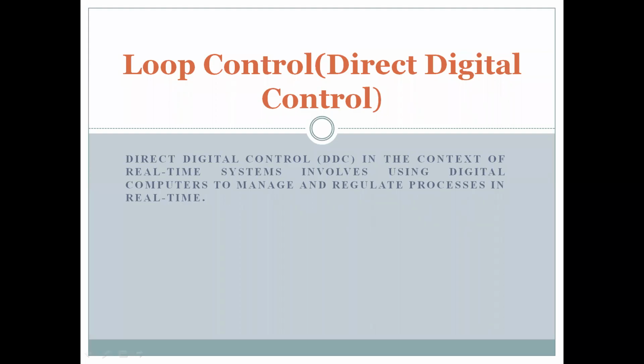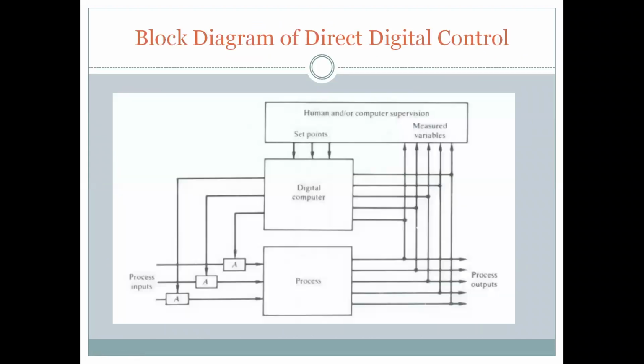Hello. In this class, we will be discussing loop control, or DDC, that is direct digital control, which is used in real-time applications. DDC is nothing but the use of a digital computer in the feedback loop, as you can see here. Here all the many different loops are handled by a single computer.